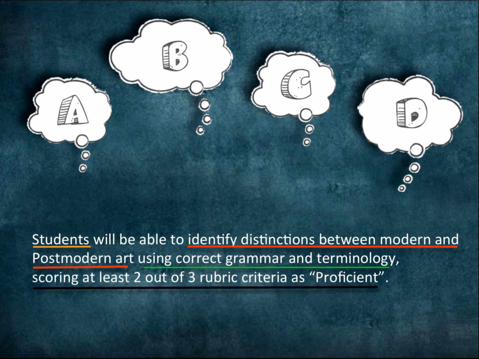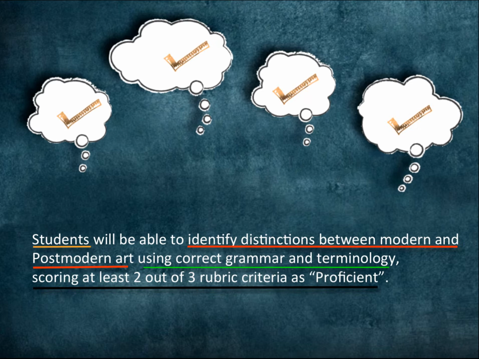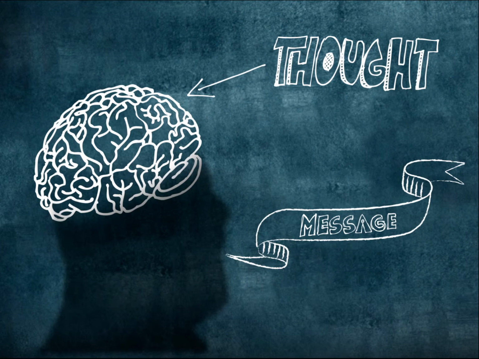So let's build an objective using the ABCD model. For example, our course objective could be stated as: by the end of the course, students will be able to identify distinctions between modern and postmodern art, using correct grammar and terminology, scoring at least 2 out of 3 rubric criteria as proficient. This objective is specific and measurable. Learning objectives describe outcomes that are specific and measurable.